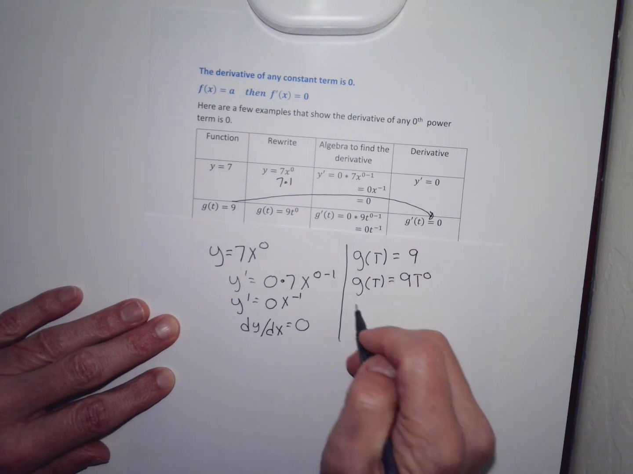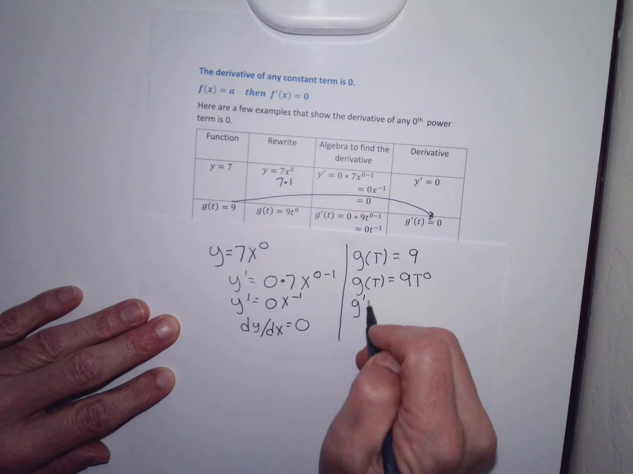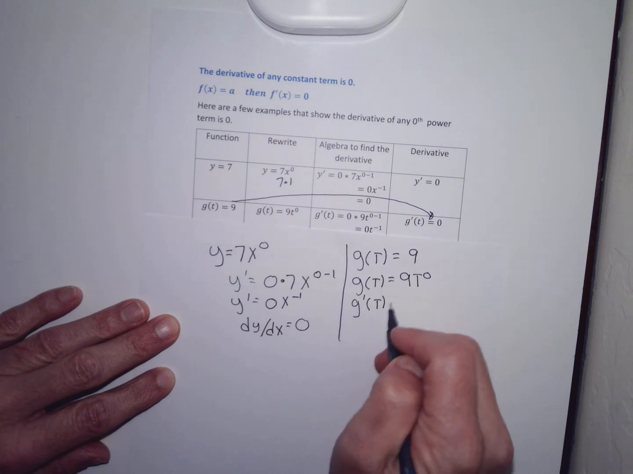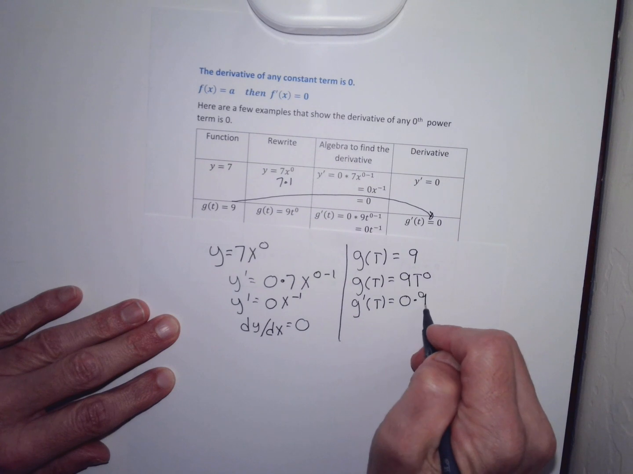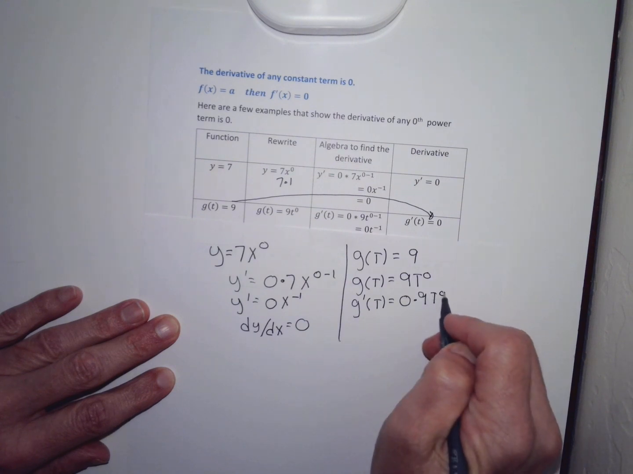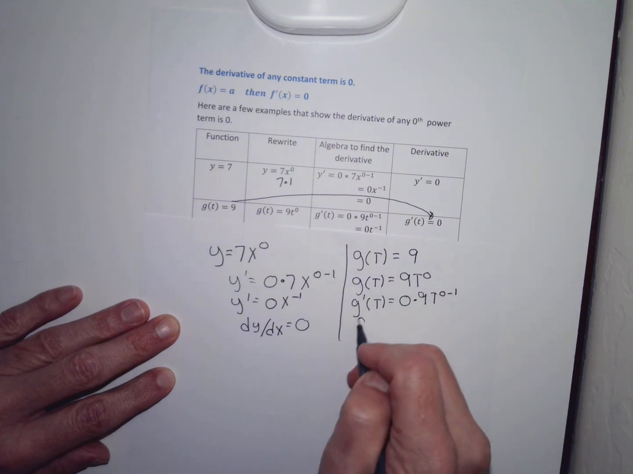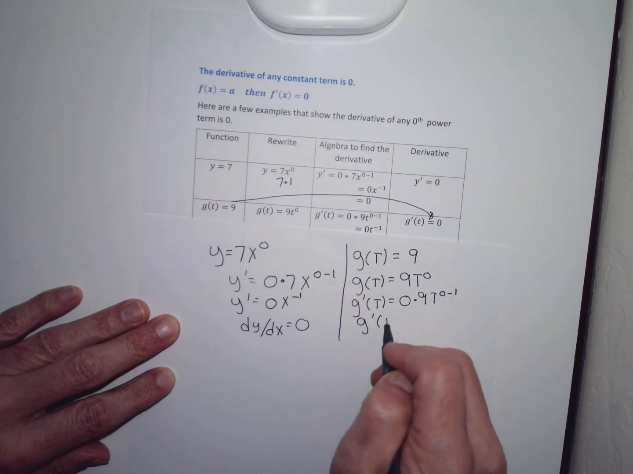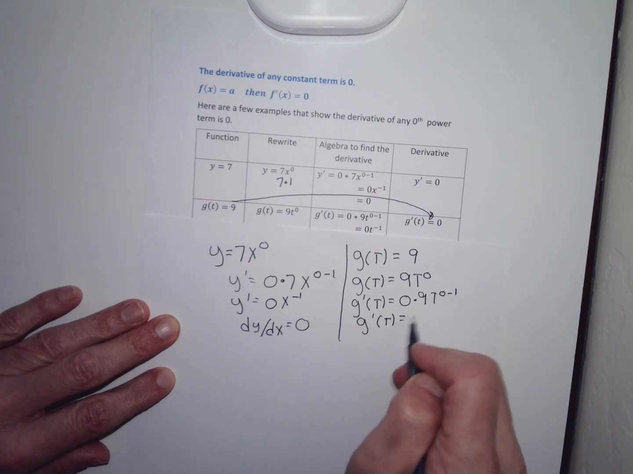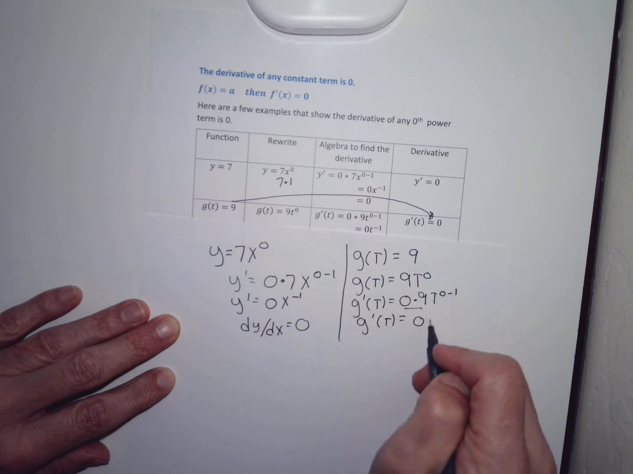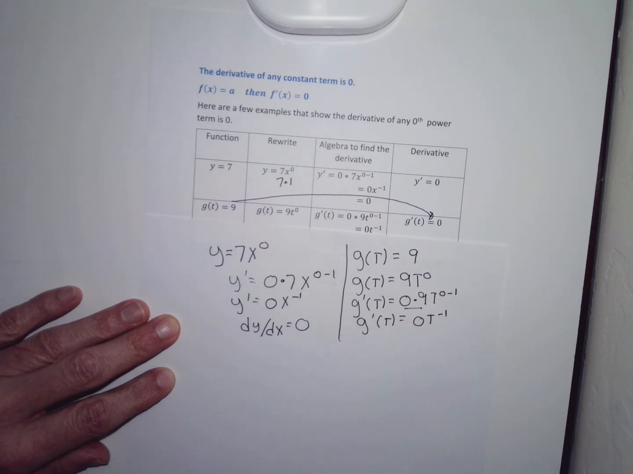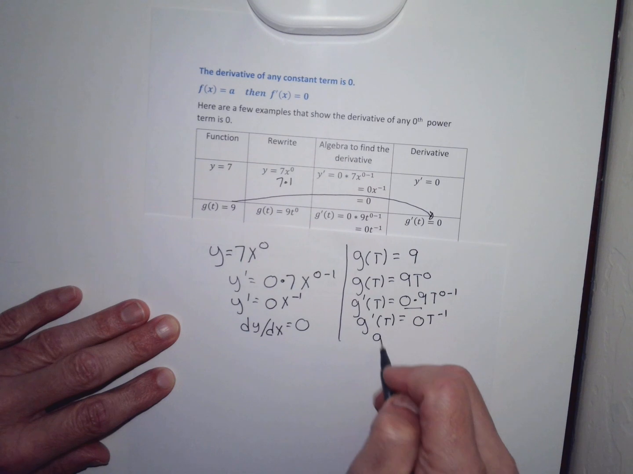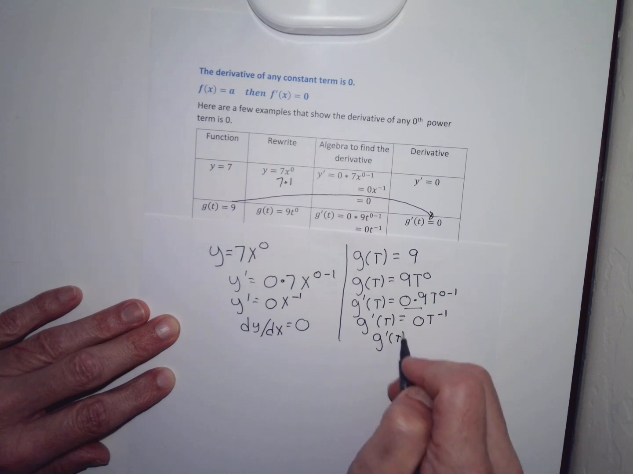Now that I have it written equal to the original problem, but in a place where I could use the power rule, I can find the derivative by putting the little prime symbol, taking the exponent 0, multiplying it by the coefficient 9, and then lowering the exponent by 1. This is going to give me the derivative is 0 times 9, which is 0, times t to the 0 minus 1, which is t to the negative 1 power. And then 0 times t to the negative 1 is also just 0.